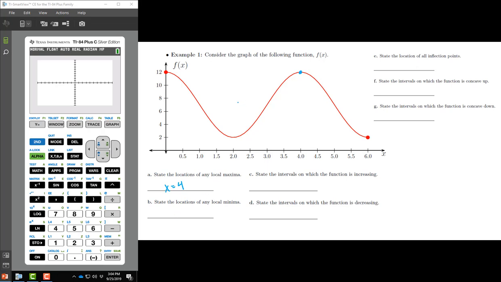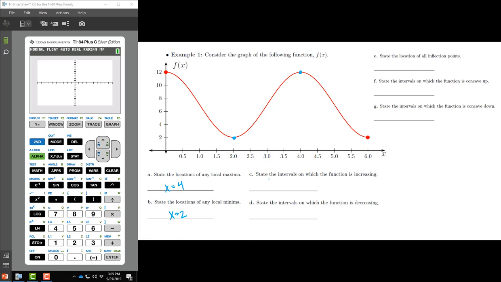Locations of any local minima, well, definitely down here at the bottom of this valley. Looks like that's happening at x equals 2. And again, down here it looks like it's kind of bottoming out, but because there's no other side to this graph, we're not going to call that a local minimum.